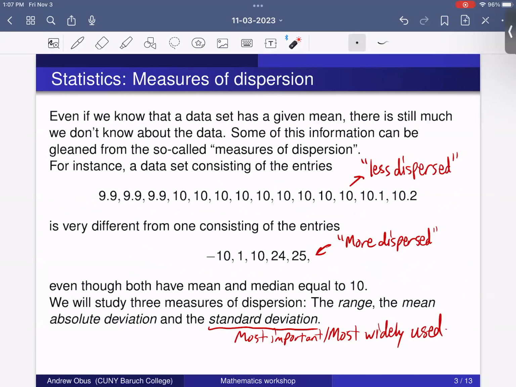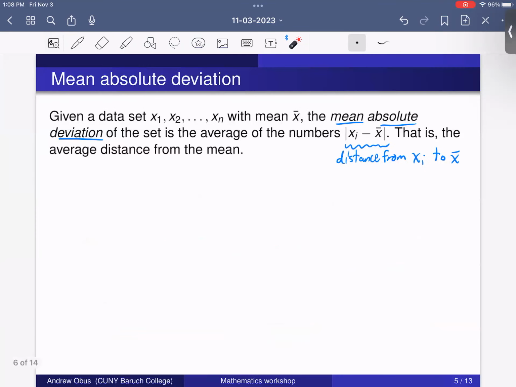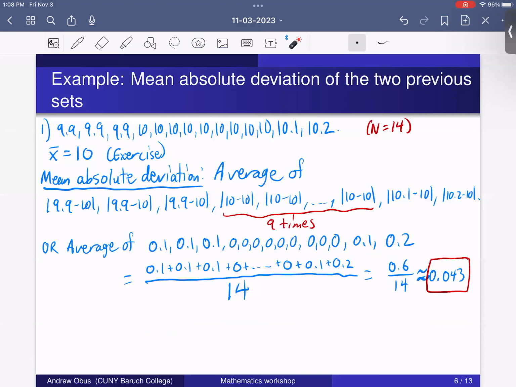Let's see. 1, 2, 3, 4, 5, 6, 7, 8, 9, 10, 11, 12, 13, 14. I'm getting 14. I think 3 of these, and then there's 9 10s, 1, 2, 3, 4, 5, 6, 7, 8, 9, and then 2 of these. I think it's 14. So I think this should be 14 over here when we write it down.